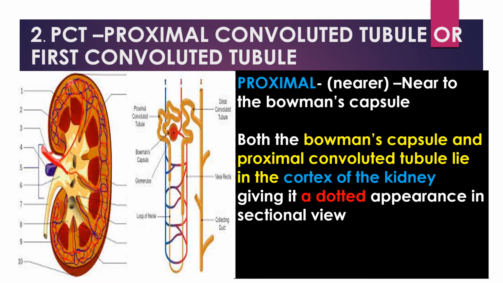What is the reason for that dotted appearance? Because of the presence of Bowman's capsule. What is there in the Bowman's capsule? Blood capillaries are there, the glomerulus. Glomerulus is there, that's why it is dotted in appearance.